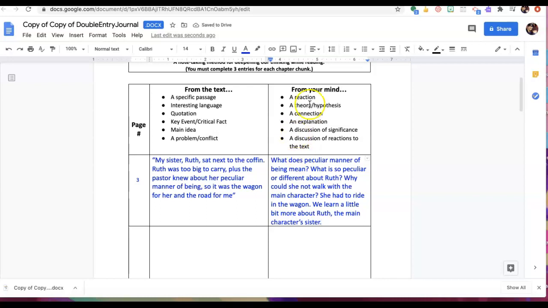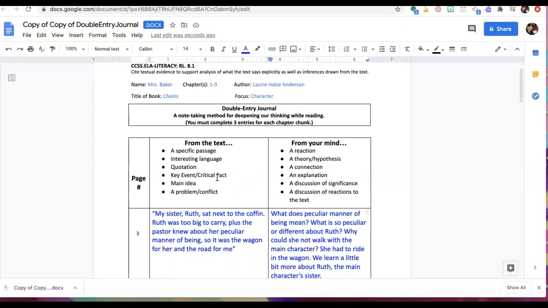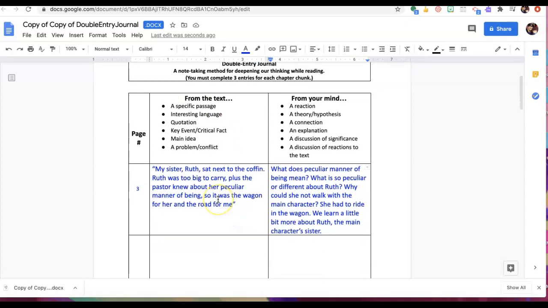Okay, so the information that's going to come from your mind over here doesn't have to be too specific. It doesn't have to be a paragraph long, but I really want to see what is going through your mind when you read these specific passages. Remember, we're going to try to keep our focus on character. But if you have other questions about setting, different things, conflict, problems, you can put those in here. But at least one of your connection boxes should be about character.